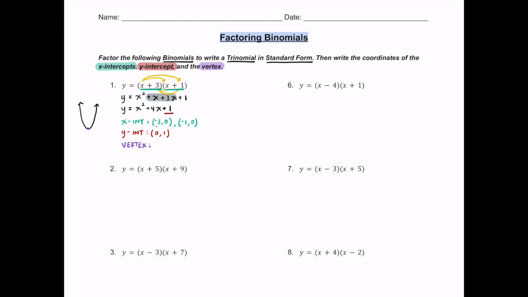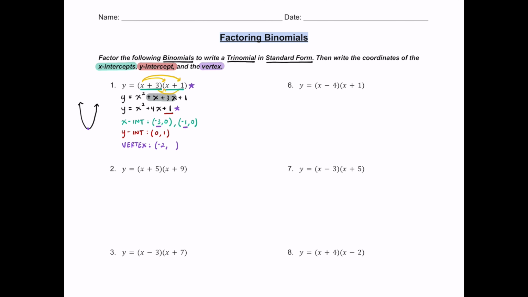Our x-intercepts are -3 and -1, and so you can either find the average of them or the midpoint between those. Halfway between -1 and -3 is going to be -2. So I know that -2 is going to be the x-coordinate for the vertex. To figure out how high or how low the vertex is going to be, you can plug this -2 into either the factored form above to find the y value, or you can plug it in right over here into standard form.